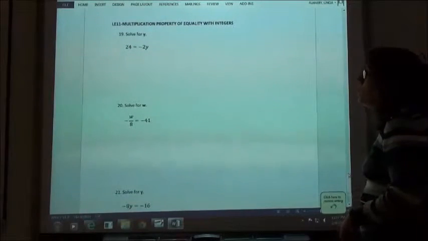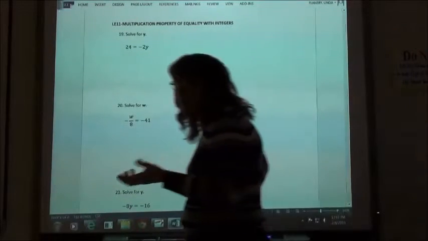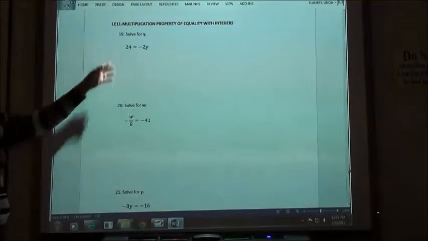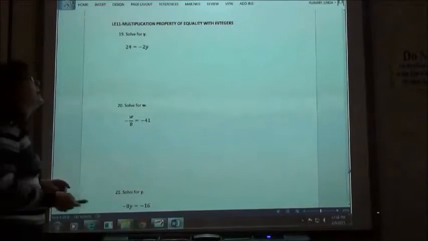Now they're going to do them with integers, so I have to remember my rules for my signed numbers. When I multiply and divide, if my signs are the same, my answer is positive, and if my signs are opposite, my answer is negative. So she's already trying to figure out the answer, but she better do a right sign on here.